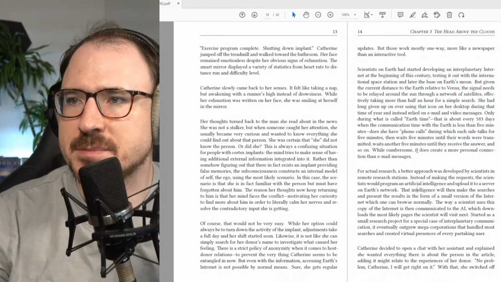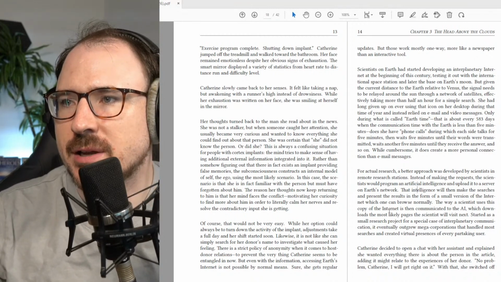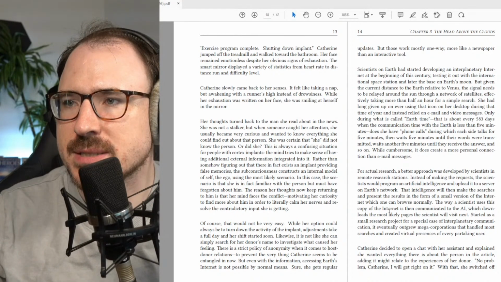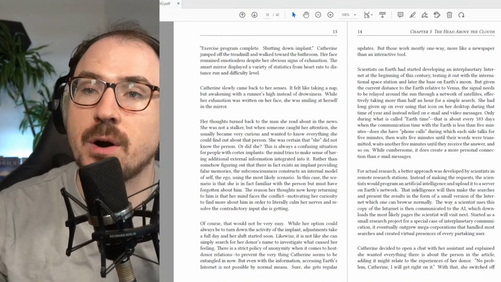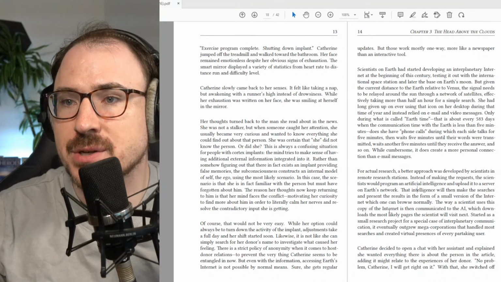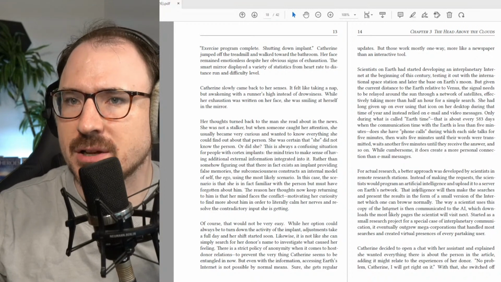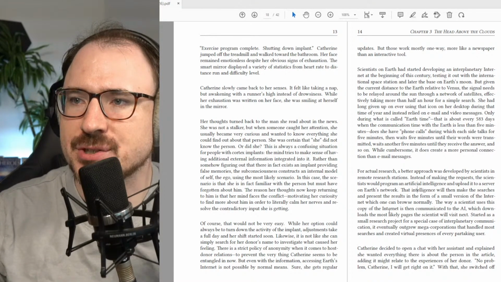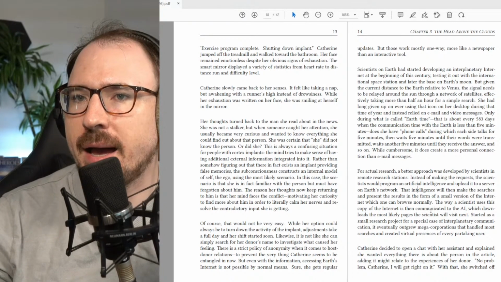Yeah, well, that is just explaining how an interplanetary internet would work. For actual research, a better approach was developed by scientists in remote search stations. Instead of making the requests, the scientists would program an artificial intelligence and upload it to a server on Earth's network. So I could instead say, okay, instead of her ruminating how research is difficult or was difficult, she should just call up the artificial intelligence, and I should try to find ways to include the reasoning why AI is better somewhere in between.